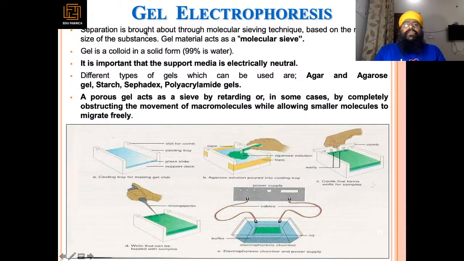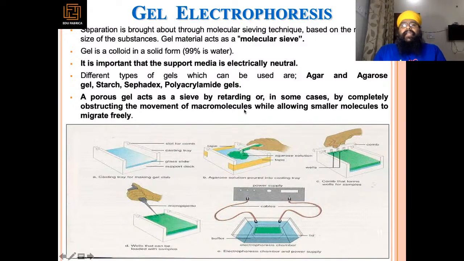So gel electrophoresis is brought about through the molecular sieve technique based on the molecular size of the substances. So gel material acts as a molecular sieve in it. Gel is a colloid, in this case 99% water, and it is important that the supporting media is also electrically neutral. So we can use agar, agarose gel, starch, sulfate, polyacrylamide gels and so on.